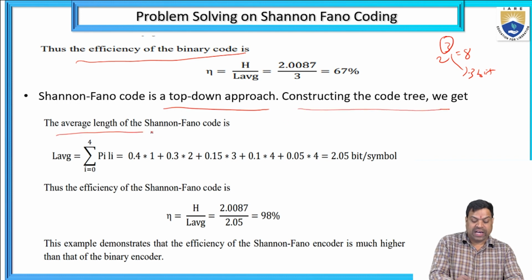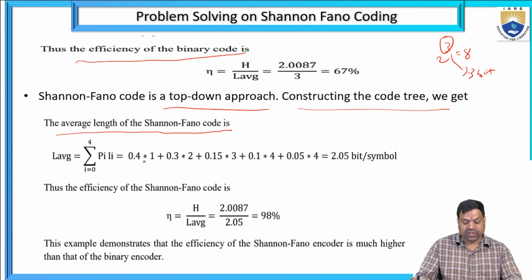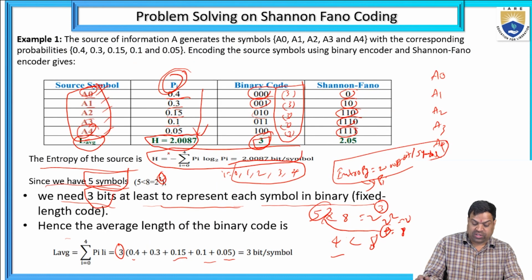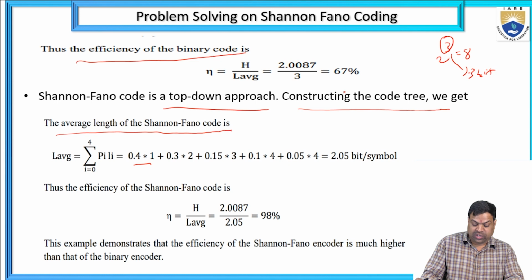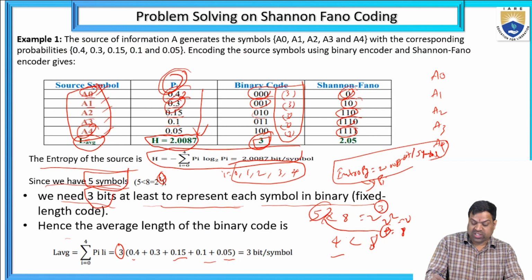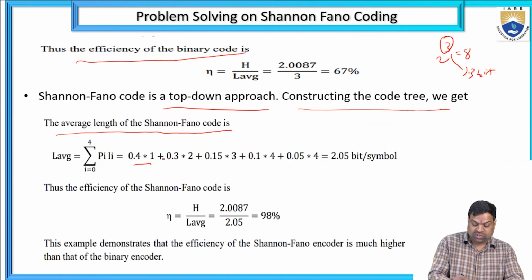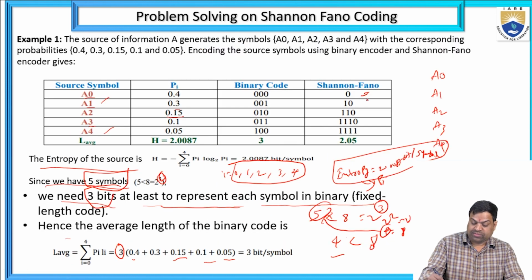tree. We get the average length of Shannon Fano as L average equal to summation i equal to 0 to 4 Pi into Li. That is 0.4 into 1, 0.3 into 2. What is the length here? Here the lengths are 1, 2, 3, 4, 4. Okay. So 0.4 into 1. 0.3 into, you can see here, what is the code length? Here code length 2. Why? Because 1 0. Here 1 1 0, code length 3. And here 4 code length.